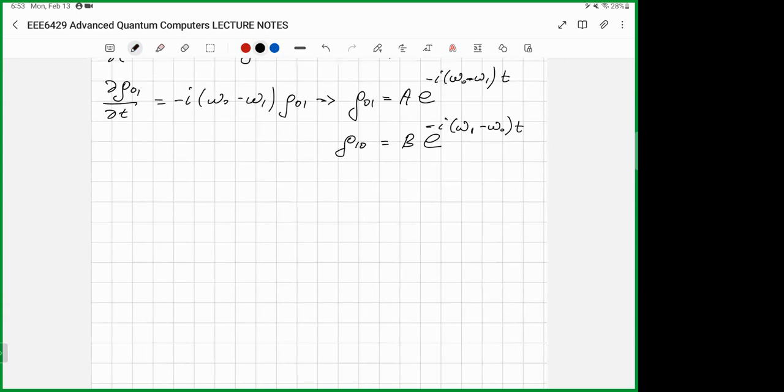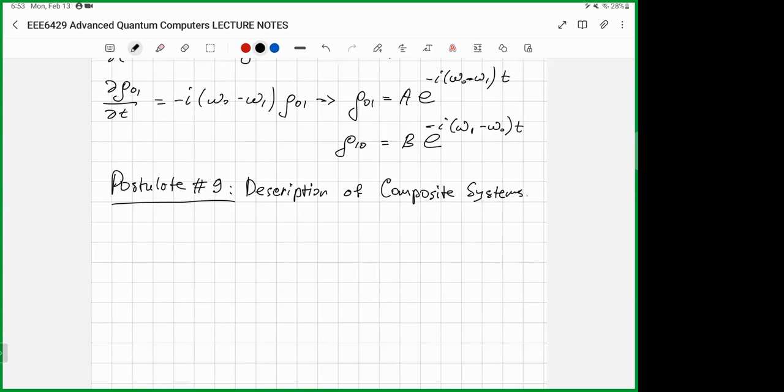And finally, the last one, postulate number 9. This one is about the description of composite systems and quantum entanglement.